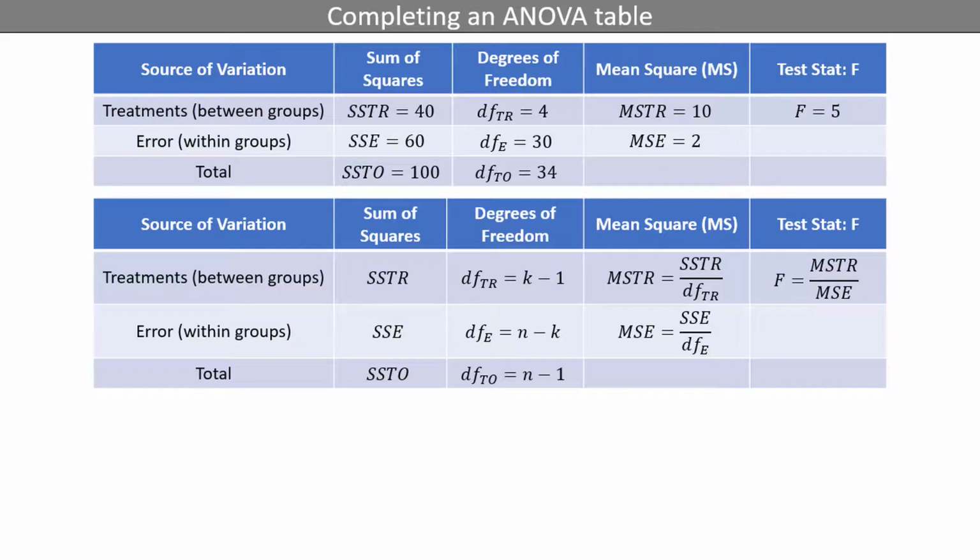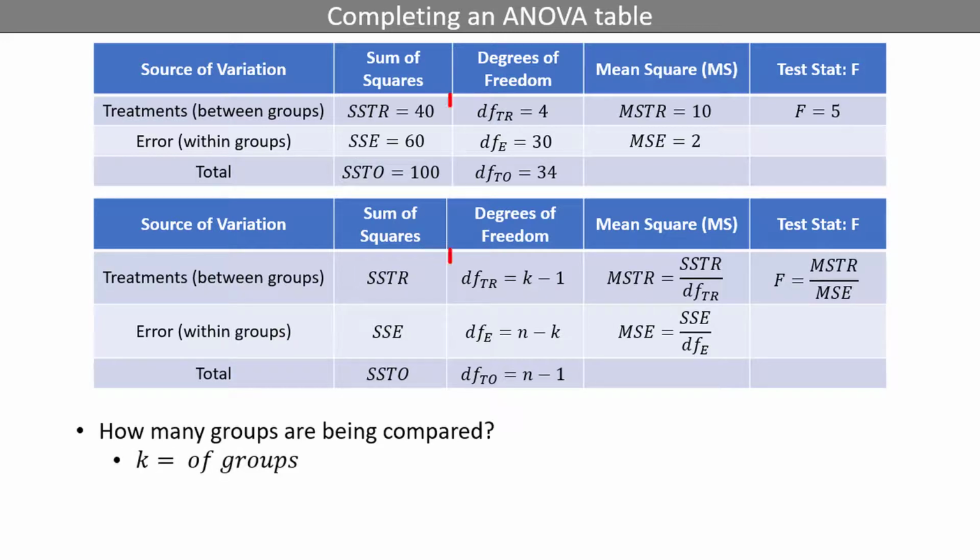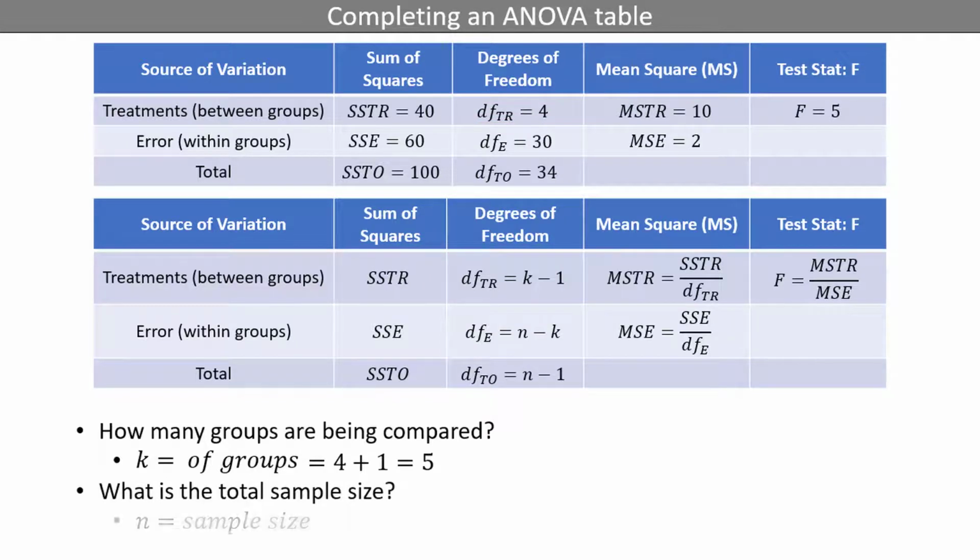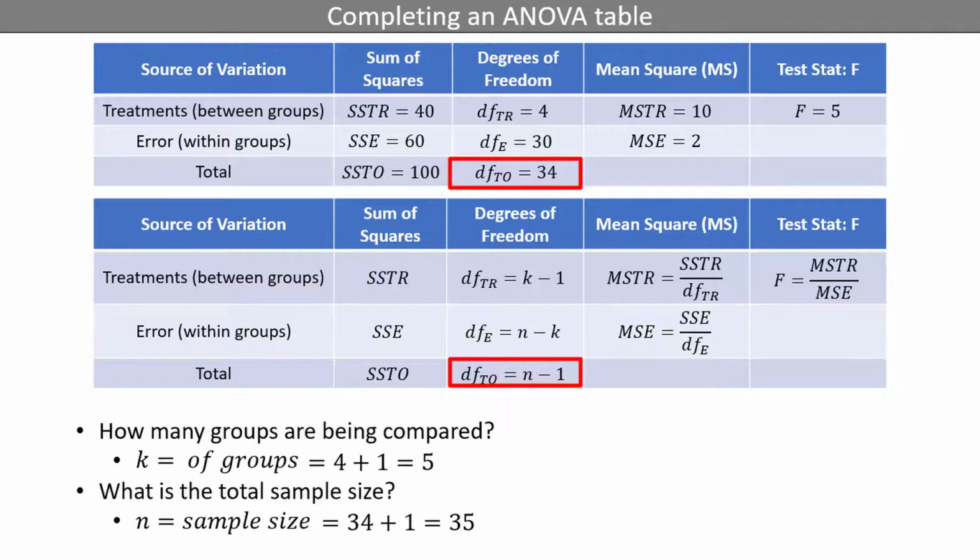You might be asked a few questions about the ANOVA table, such as how many groups are being compared? Well, K is the number of groups, and the degrees of freedom treatment is K minus 1. So that means there must be one more group than the degrees of freedom treatment. So 4 plus 1 is equal to 5. 5 groups are being compared. What is the total sample size? Well, N is the sample size, and the degrees of freedom total is the total sample size, N, minus 1. So the total sample size must be one more than the degrees of freedom total. So 34 plus 1 is equal to 35.